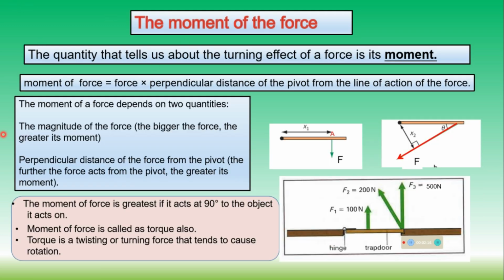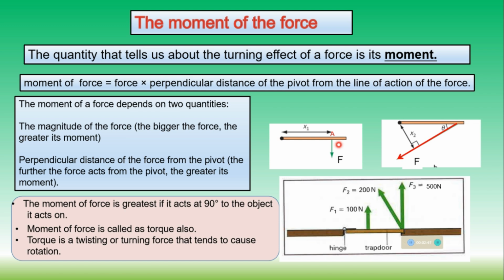The moment of the force. The quantity that tells us about the turning effect of a force is its moment. So how do we define the moment of force, and how do we calculate it? Moment of force is equal to force multiplied by the perpendicular distance of the pivot from the line of action of the force. What is the line of action of the force? The line passing through the point of application of a force and along which the force acts on an object is called the line of force.